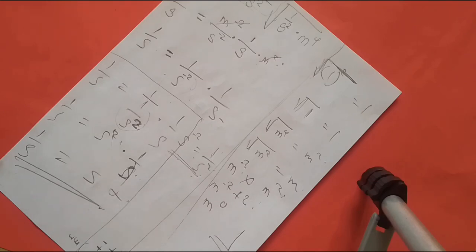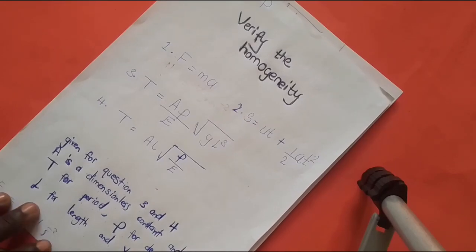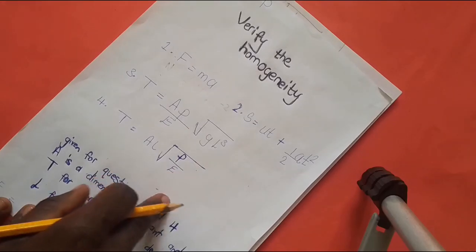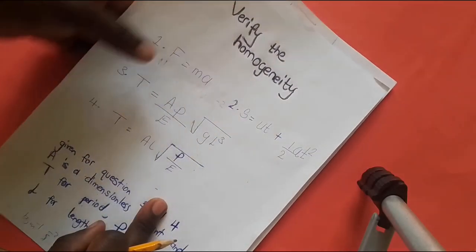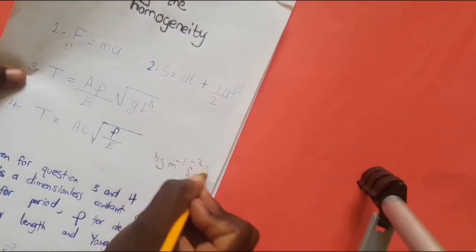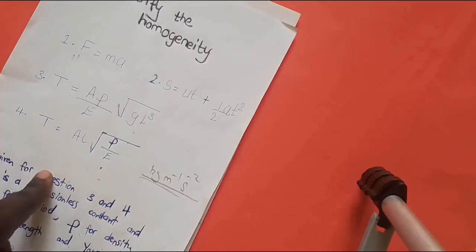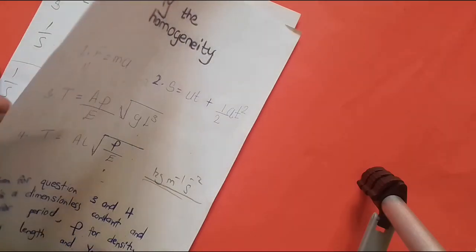Let's now get to question 4. Question 4 is saying that t is equal to a L root of rho over E. I've told you that the units of modulus E is equal to kg per meter per square second. Those are the units of E. So if you want to give this a try, go ahead and give it a try. Okay, so I'll work it out, then you see whether you're correct. So let's get deeper into this.